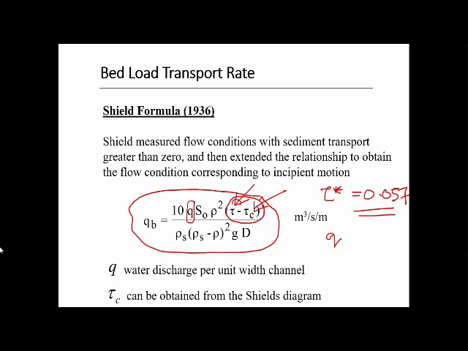Right? So just use this formula to calculate. D here is the sediment size. Similarly, if it is not given, then you have to use D equals your D50. g is your gravity, rho is the density of the water, and rho s is the density of the sediment. So just plug in the values that you have, and then you will get the q B, or the bed load transport rate in volumetric terms, which is in meter cubed per second per meter.